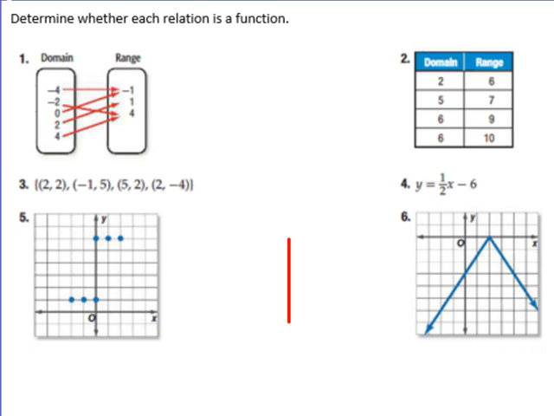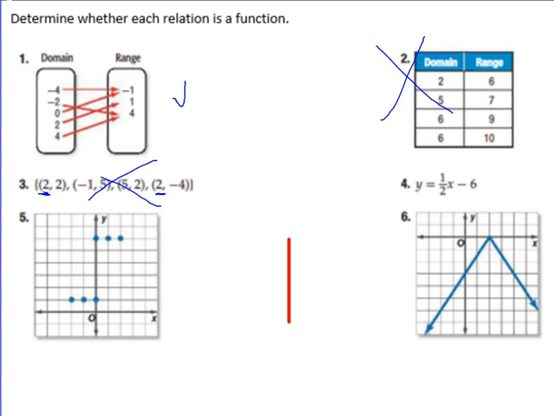So let's go back and look. In a mapping, in a list of ordered pairs, or in a table, you're just looking for repeating x values. So if every x value is different in a mapping, they only have one arrow, that is a function. In a table, every x value has to be different. These are the same number with different y values, so not a function. Here we have 2 twice, so not a function.